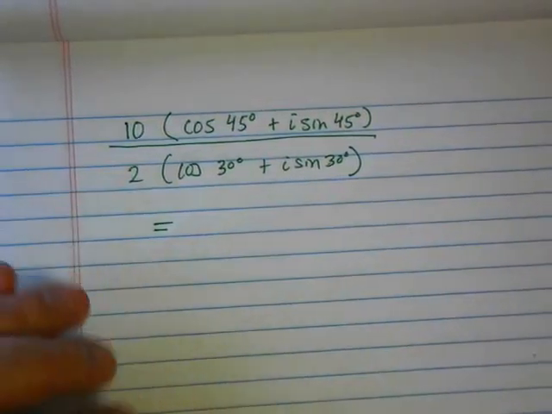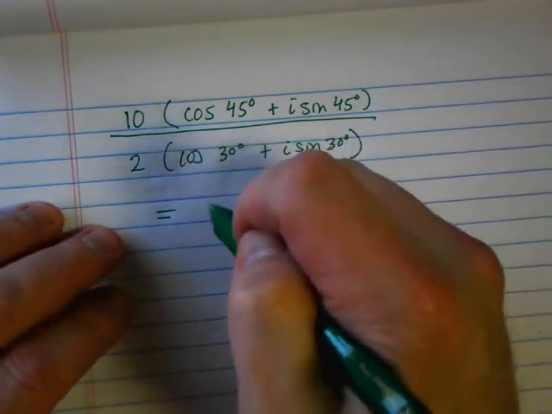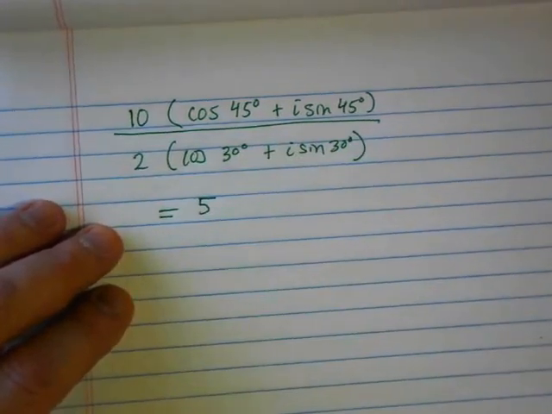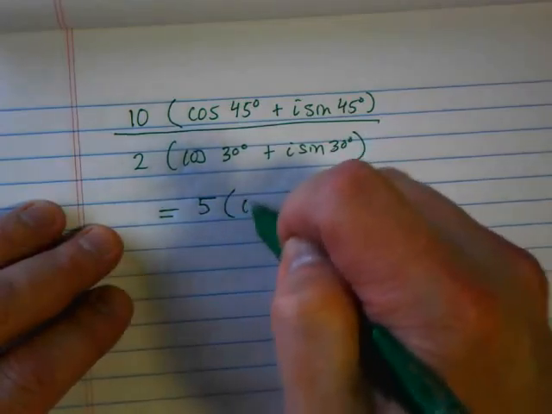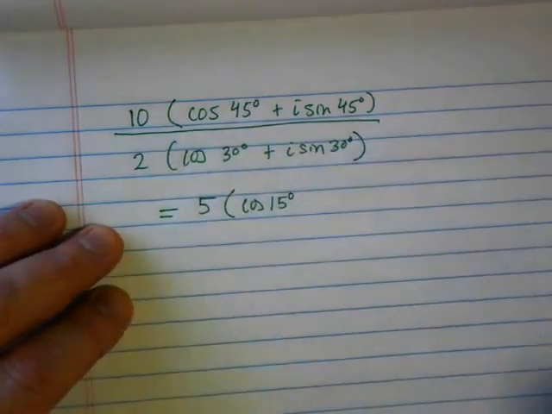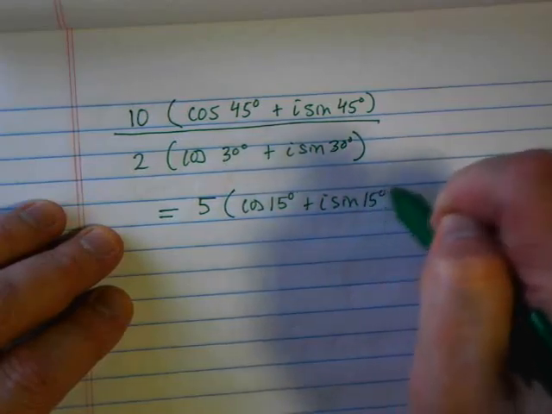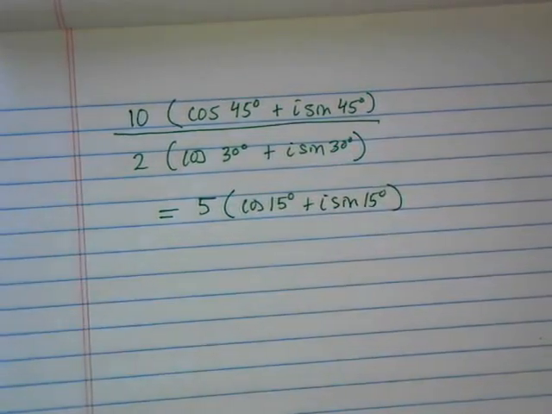The answer would be 10 divided by 2 is 5. What do I do with my angles? Subtract them, so that's going to be cosine 15 degrees plus I sine 15 degrees, and there's my answer. So multiplying and dividing in complex form is very, very simple. And that's one of the big advantages of it.